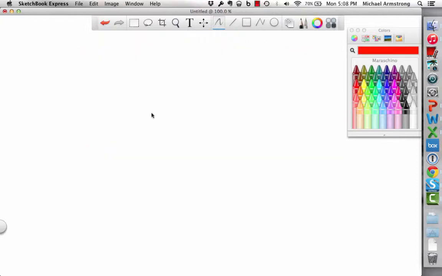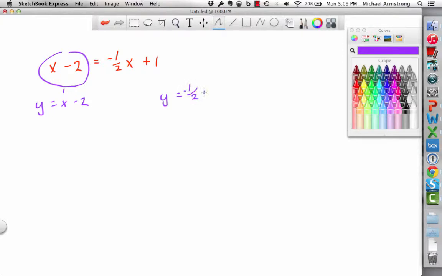So, let's just try it. Example number 1: x minus 2 is equal to negative 1/2 x plus 1. Okay, so we're going to just rewrite these into two equations. So we'll say y is equal to x minus 2. That's our first equation. And the second one is y is equal to negative 1/2 x plus 1. You can see how that happened there. And since they're equal to each other, they could both be equal to y, and that'll work. And then we just graph them.